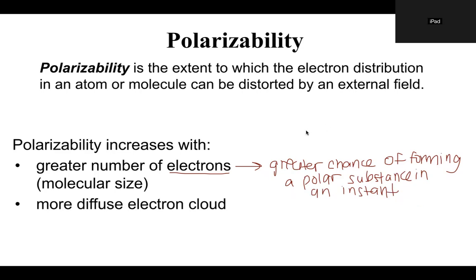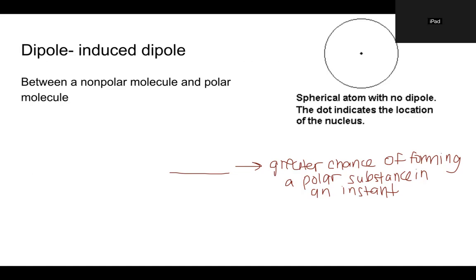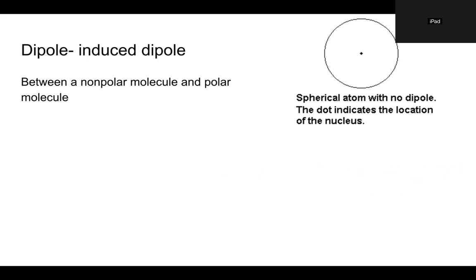This also means that there's a more diffused electron cloud. As we get further and further away from the nucleus, it gets more and more diffused, which goes with our bullet point number one, meaning that if there's more space to occupy, the electrons are going to diffuse further and further out, thus potentially creating a partial positive and a partial negative.